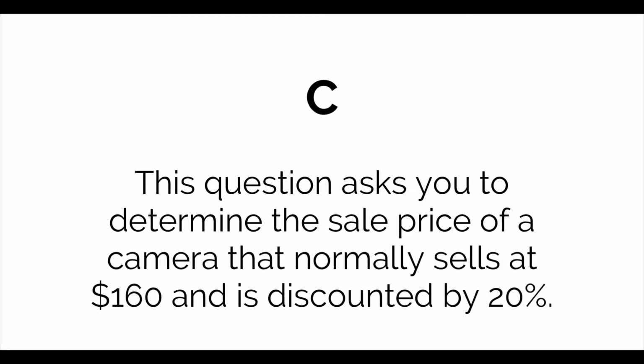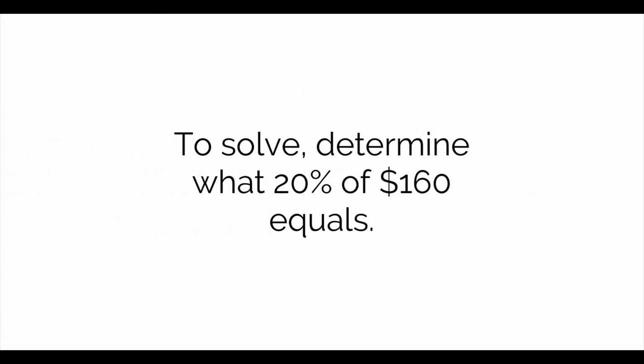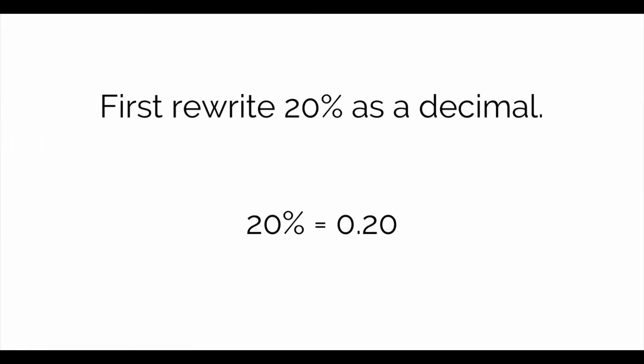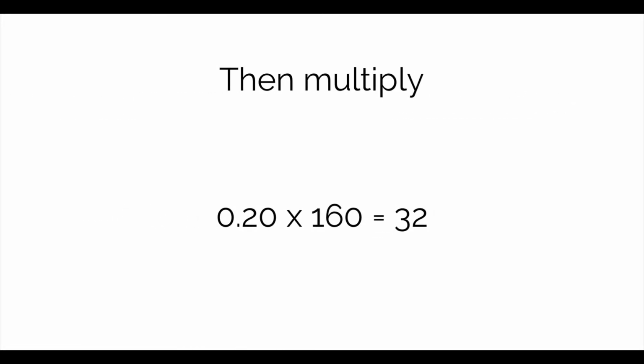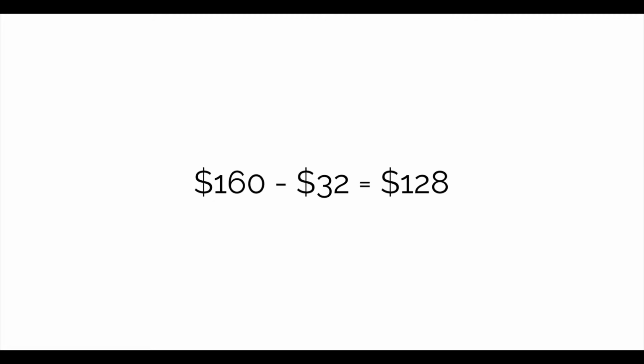The correct answer is C. This question asks you to determine the sale price of a camera that normally sells at $160 and is discounted by 20%. To solve, determine what 20% of 160 equals. First, rewrite 20% as a decimal, which would make 20% equal 0.20. Then multiply 0.20 times 160, which equals 32. Now all we have to do is subtract $32 from $160, which gives us an answer of $128. Choice C.